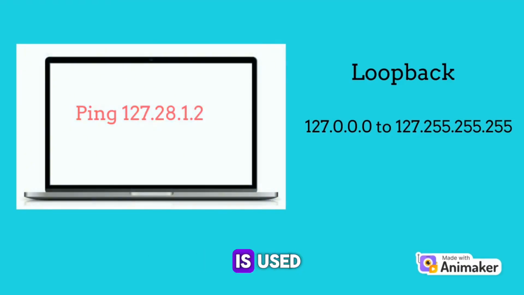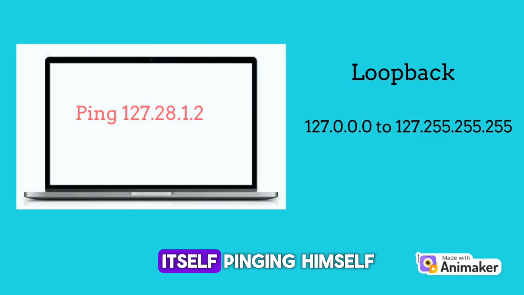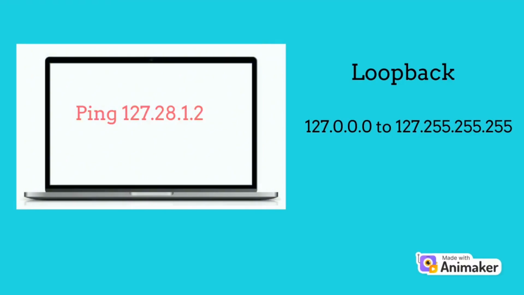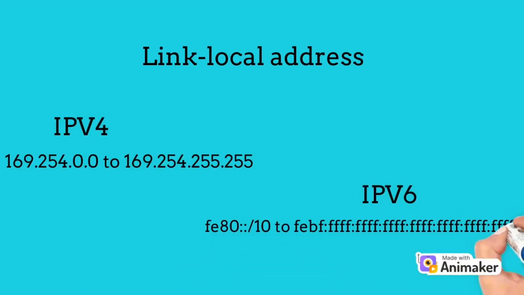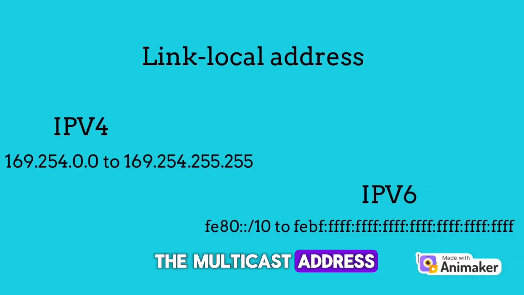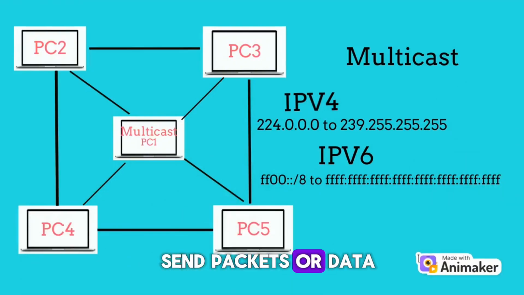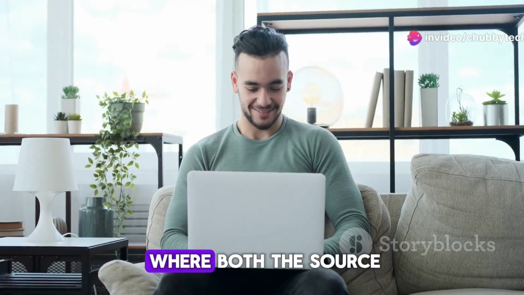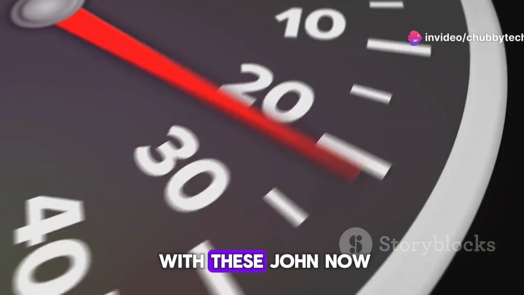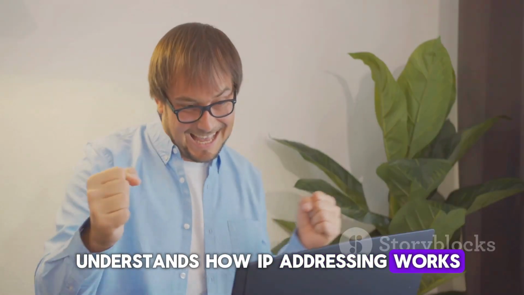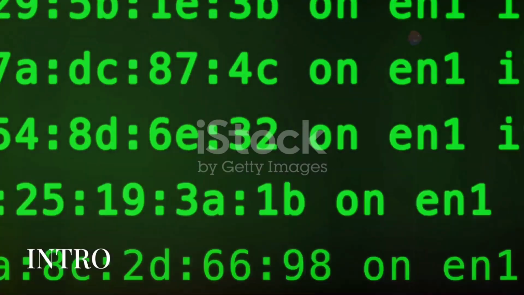The loopback address is used when a host tries to direct traffic to itself, pinging himself. The link local address is usually used by a host to reconfigure itself in the event he or she can't obtain an IP address. The multicast address is used when a host wants to send packets or data to a set of designated hosts. Unicast is used to send packets to a single registered user, where both the source and destination IP are unicast. With these, John now understands how IP addressing works and continues to develop his business.